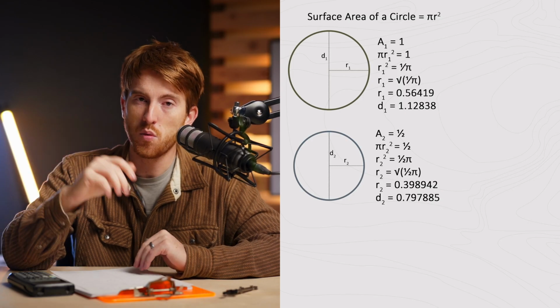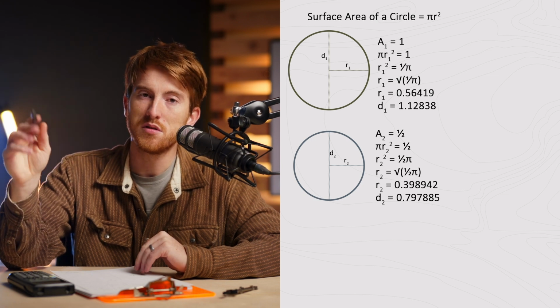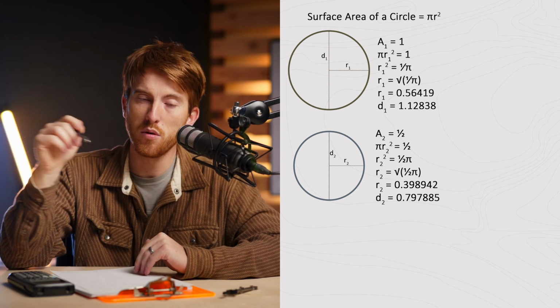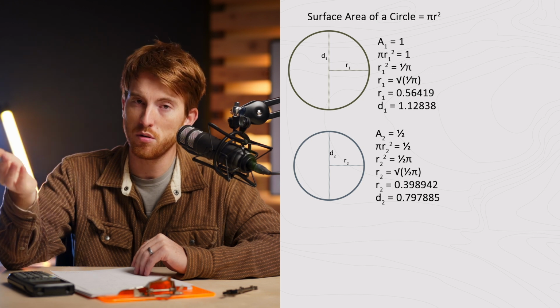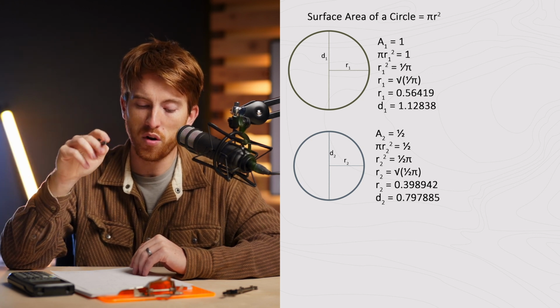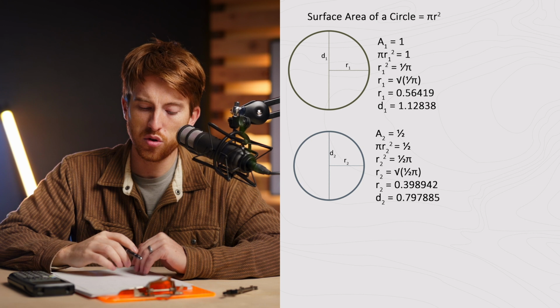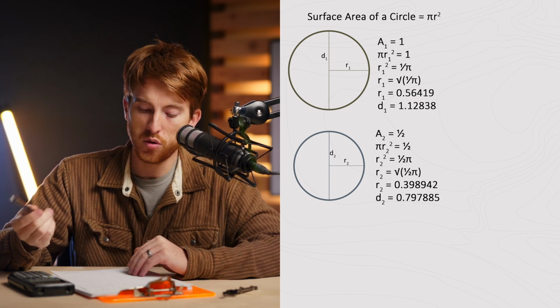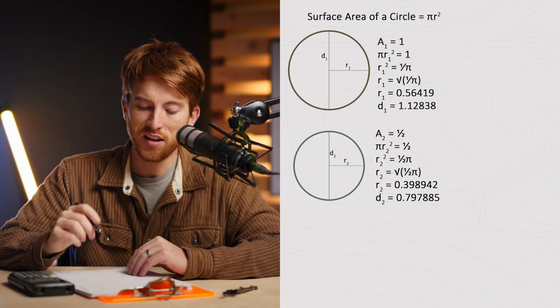Okay, let's do another circle, but we're gonna cut the surface area of this circle in half. So instead of a surface area of 1, we're gonna have a surface area of 1/2. So the area is going to equal 1/2. Again, units don't matter. Okay, so pi times the radius squared is 1/2. So to calculate the radius, we end up getting the square root of 1 over 2 pi is equal to the radius. So we get a radius of 0.398942, and the diameter, again multiplying by 2, is 0.797885.